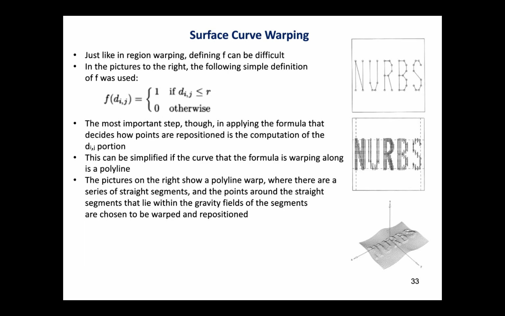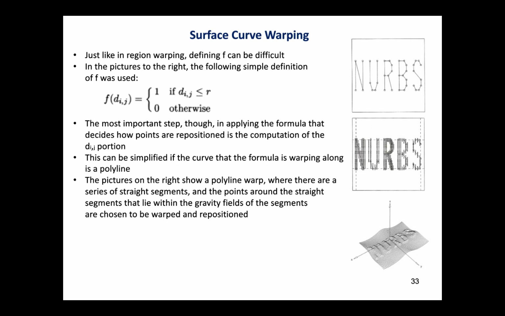Just like in region warping, defining f can be difficult. In the pictures to the right, the following simple definition of f was used, where f of d sub ij is equal to 1 if d sub ij is within the field of gravity of the curve, or 0 if it is not. The most important step, though, in applying the formula that decides how points are repositioned is the computation of the d sub ij portion.